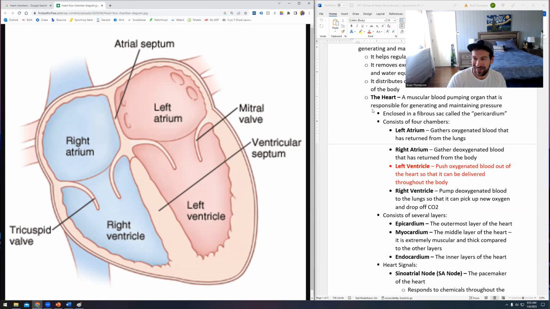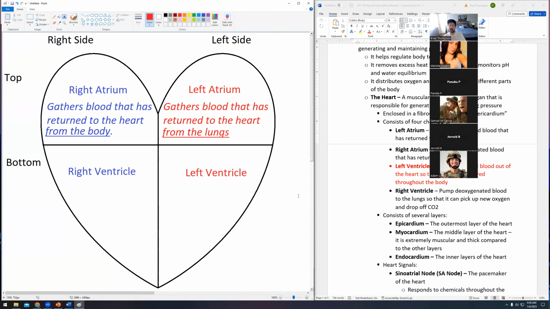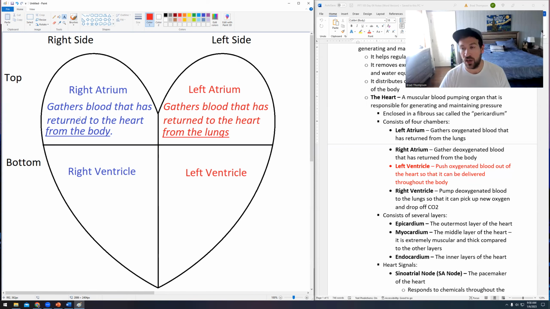So here's what makes the difference between the right atrium and the left atrium, right? The right atrium has gathered blood that has returned to the heart. And where has it just been? From the body, right? So this is deoxygenated blood because it's come from the body. So it gathers deoxygenated blood that has returned from the body. And our left atrium gathers oxygenated blood that has returned to the heart from the lungs, right? So the left atrium is gathering the oxygenated stuff. The blood just came from the lungs. It picked up a ton of oxygen. It's highly, highly oxygenated. So it comes right back into that atrium. So those are our two atriums, right? They're in charge of gathering blood, both of them. One of them from the body, one of them from the lungs.